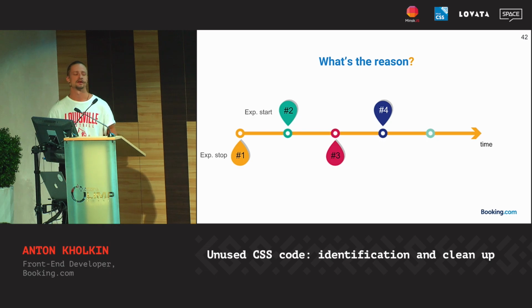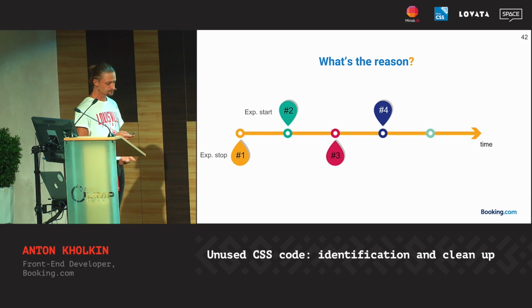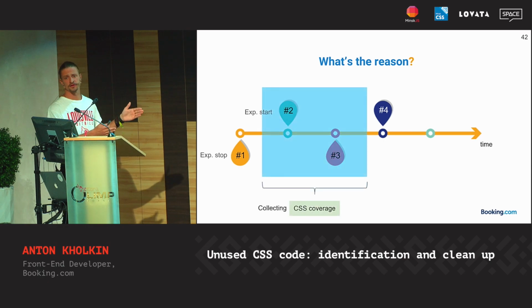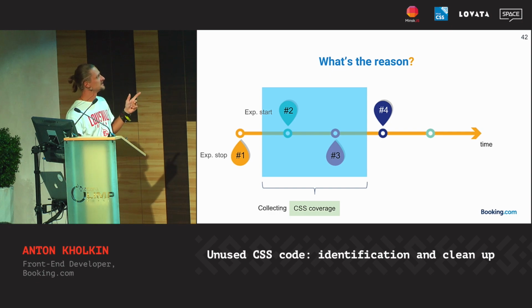So in our company, we start and stop, as I said, a lot of A-B tests. And it's absolutely normal that some A-B test might be started and stopped multiple times because I could get some bug or I would need to refine the experiment. I just stop it, deploy a fix and start again. And we collected the coverage data within a certain time period. And as you can see, experiment one was stopped at this moment.